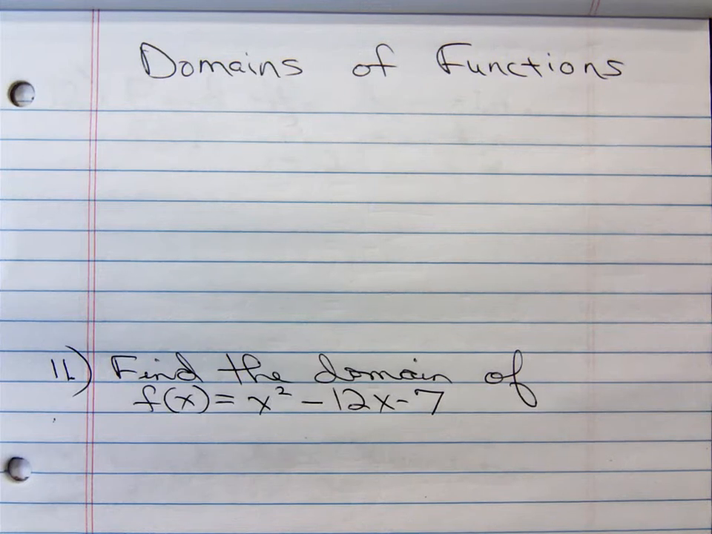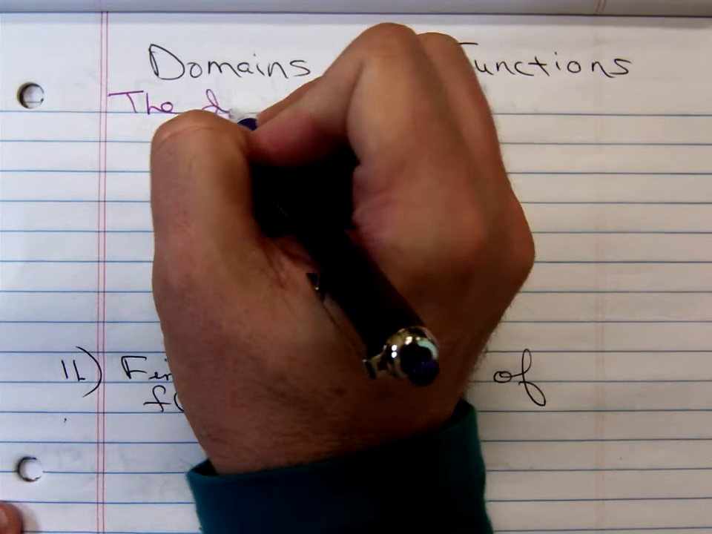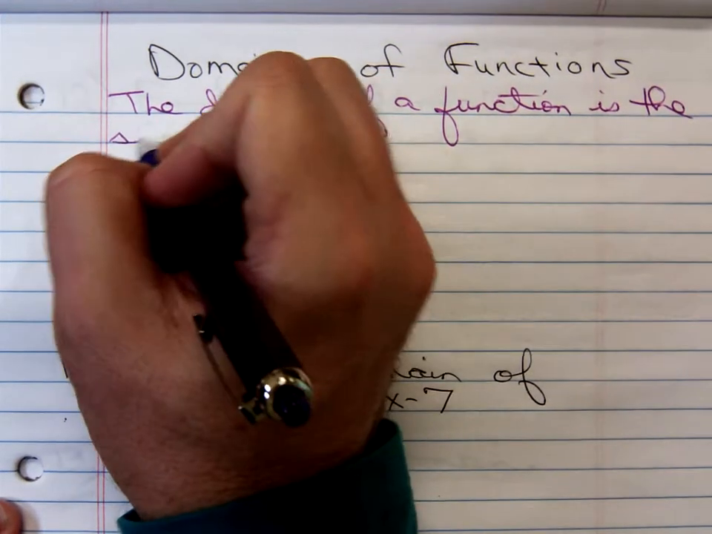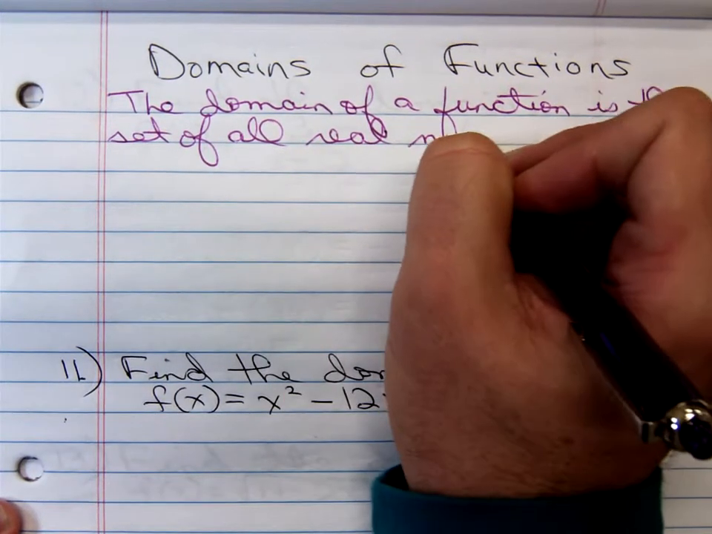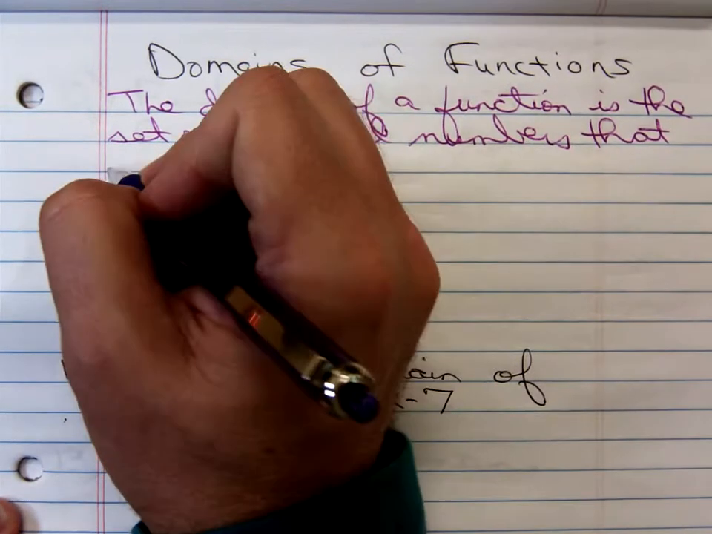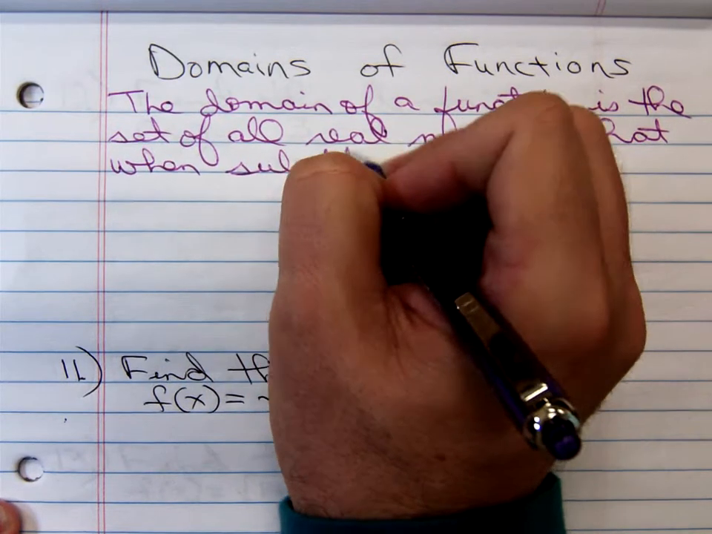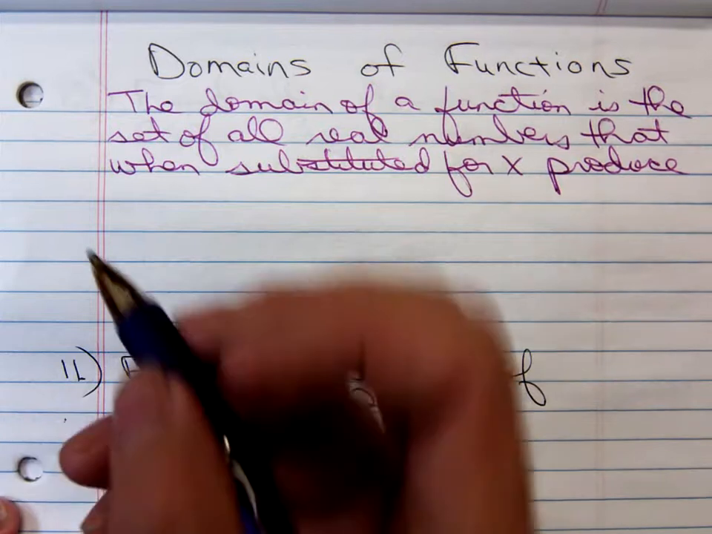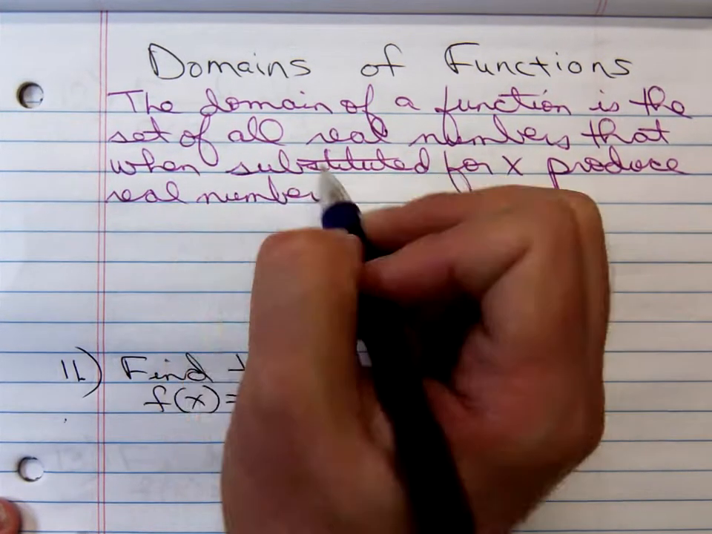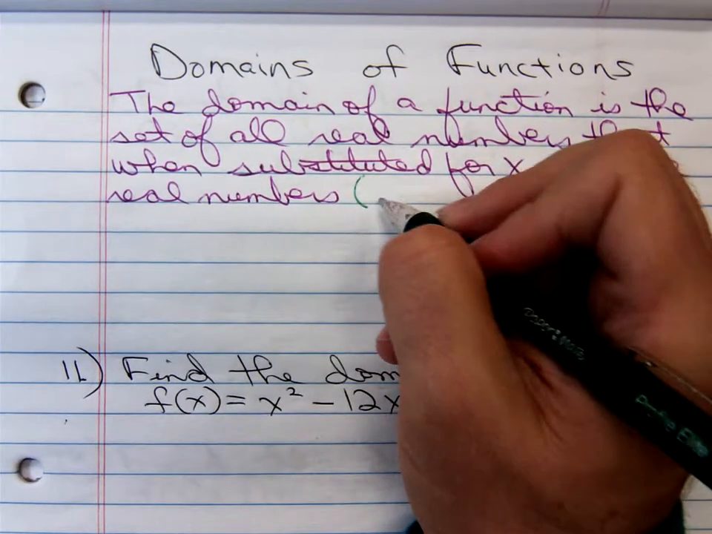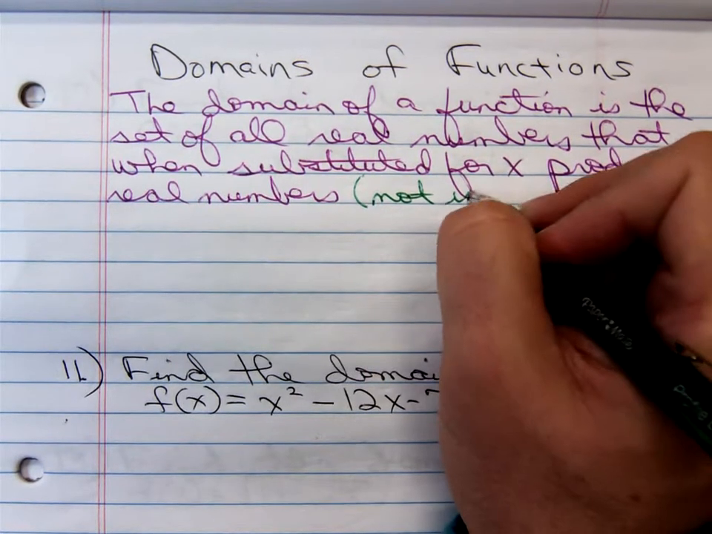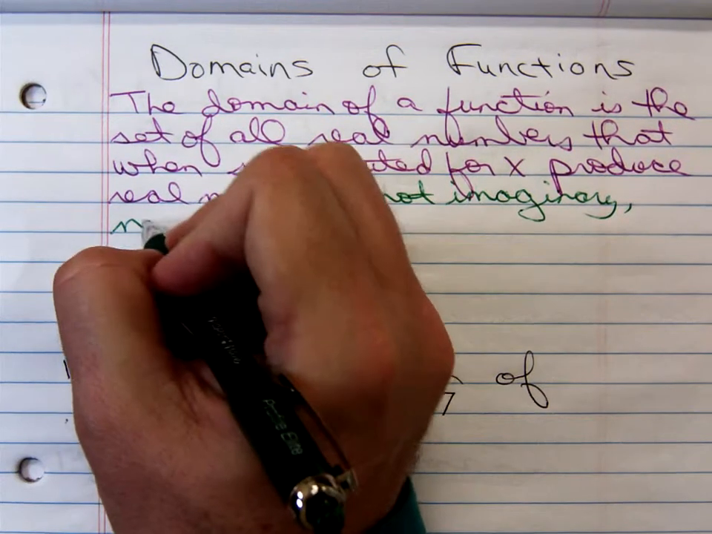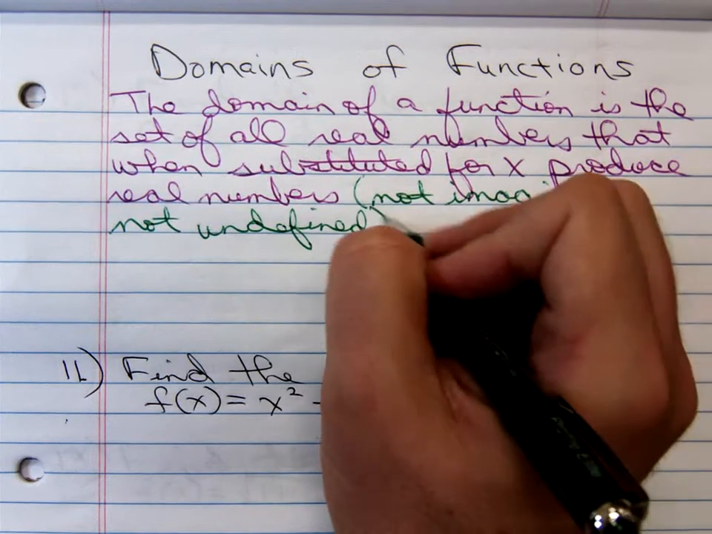So I'll say the domain of a function is the set of all real numbers that, when substituted for x, produce real numbers. And right here, I'm going to make a parenthetical statement. Not imaginary. You don't want imaginary y values. And you don't want undefined results. So, not undefined. So, it produces real numbers for y.